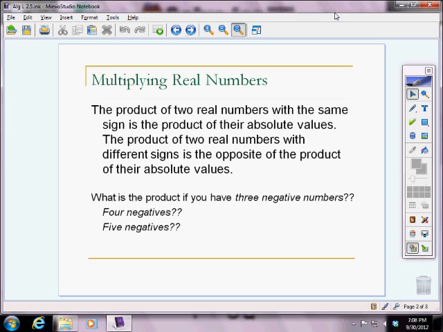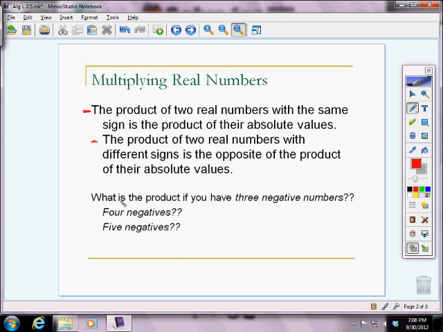Here's our rules. The first rule says that the product of two real numbers with the same sign is the product of their absolute values. Basically, this is kind of the rule we always refer back to. If they're the same sign, they're positive. Positive times a positive is positive, but a negative times a negative is also positive.